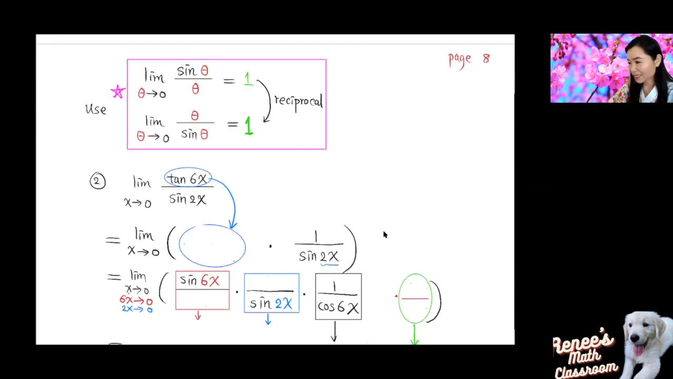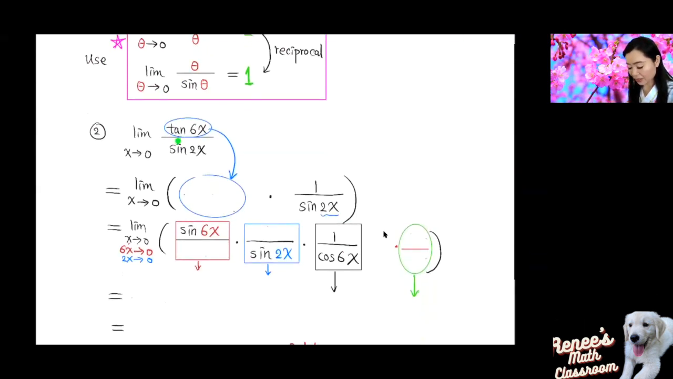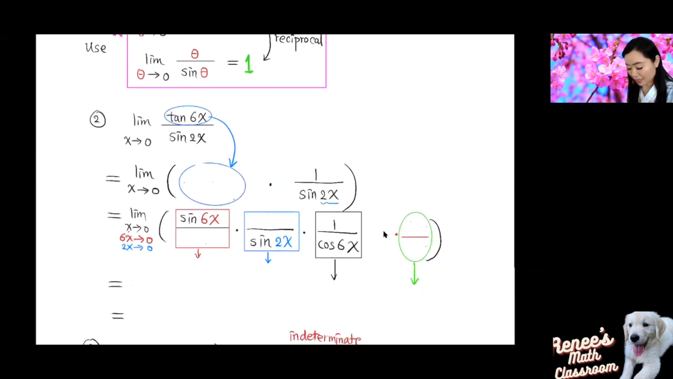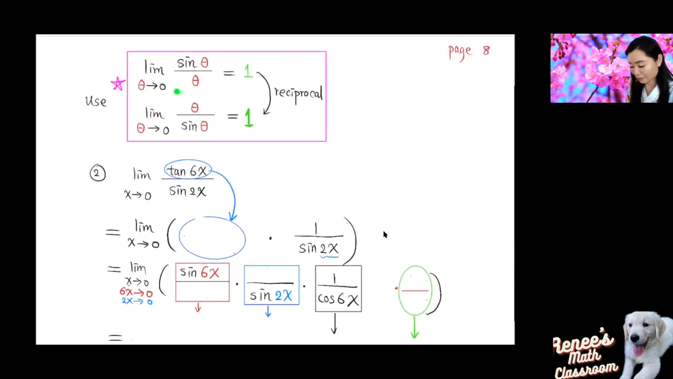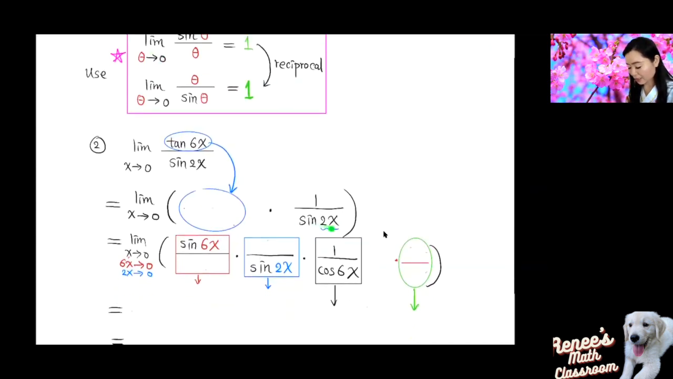So both this and this are equal to 1. Okay, now we can use that to find this limit over here. In your homework, you have something like this. So when you see this sine 2x here, we might use one of these two limits over here. So I put sine 2x over here.